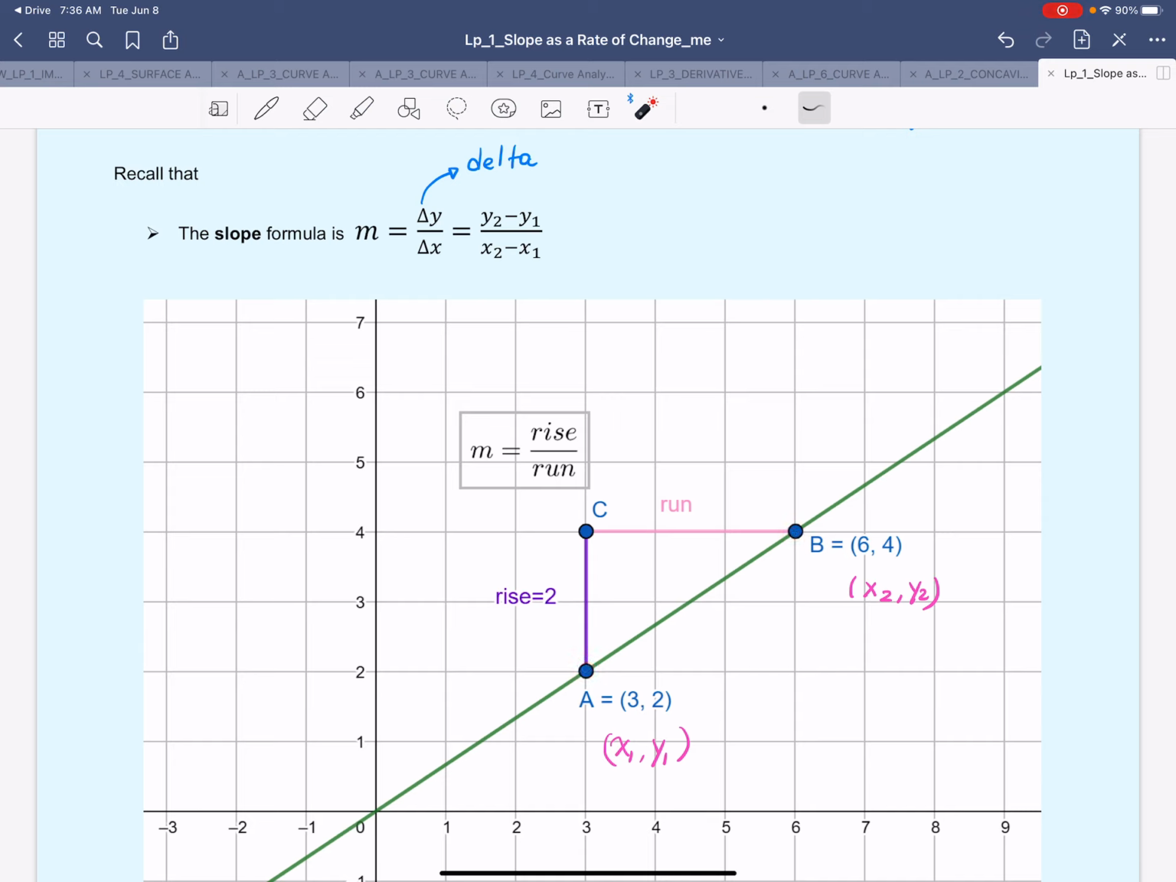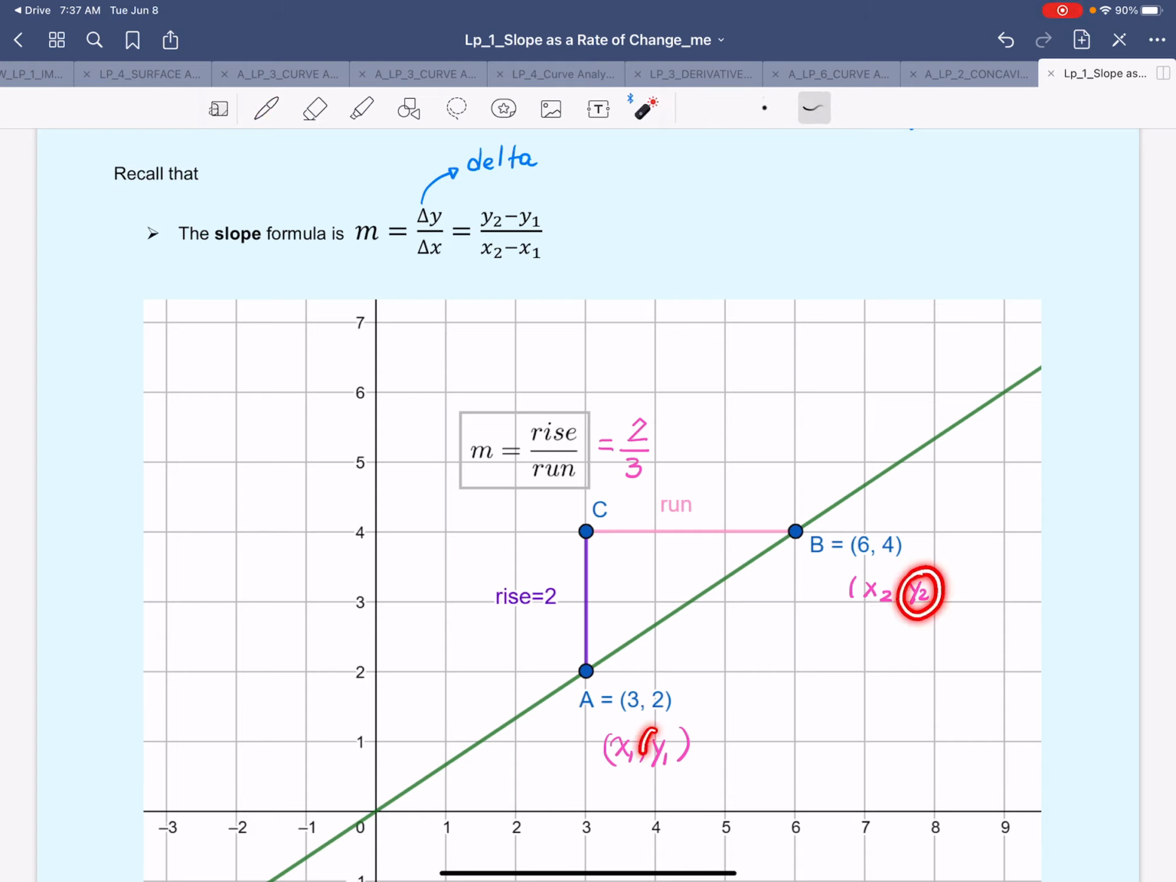Remember that we're only allowed to rise or run, which means move vertically or horizontally, so we cannot move diagonally. So in order to go from point A to B, we have to rise, in this case 2 units, and run 3 units. So we'll say that the slope, which is rise over run, will be a rise of 2 divided by a run of 3.